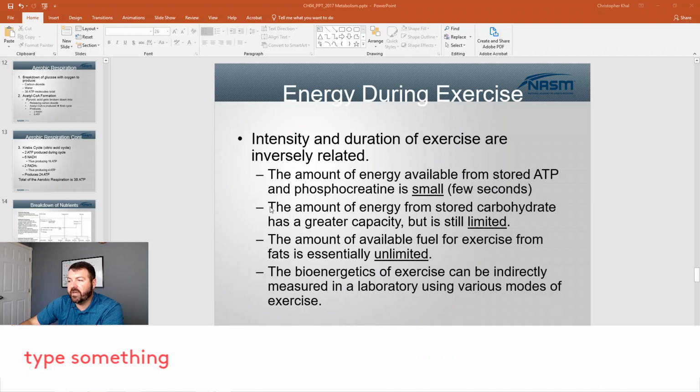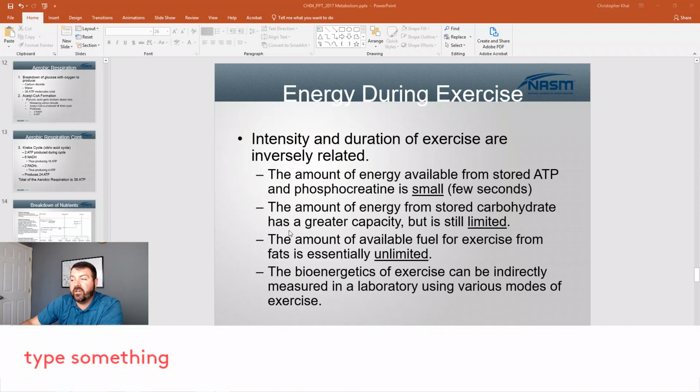And then energy during exercise. The intensity and duration of the exercise are inversely related. So the amount of energy available from the stored ATP or the phosphocreatine cycle is pretty small. Okay, that's the first few seconds or so, because you have just available ATP ready, and that's going to be that first sprint, and then you die off shortly afterwards.